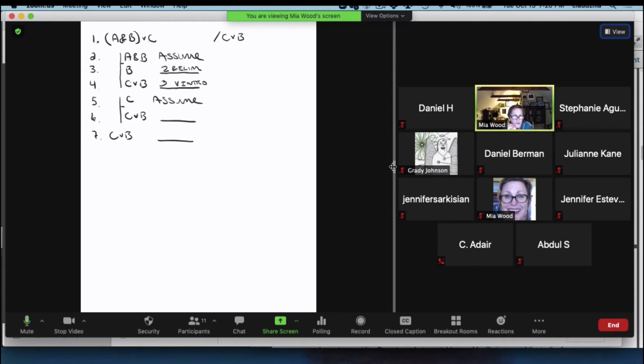But just as a reminder, if you're not sure about how many lines to cite, look at your rule sheet so that you can see what's above the inference.